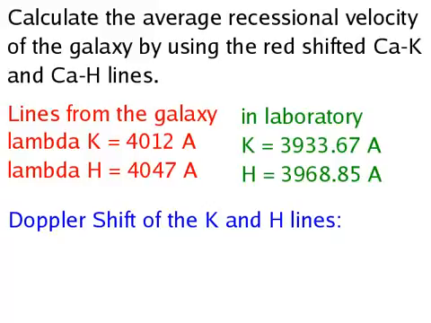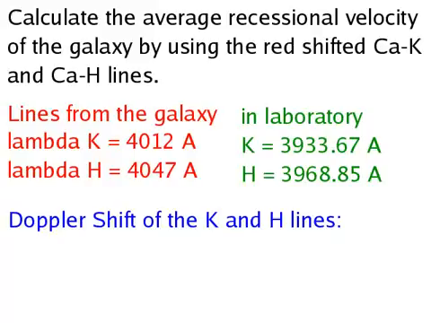Yeah, I just checked. Lambda K goes into data column 6, and the H line goes into 7. Yeah, that's what you would get from the experiment.